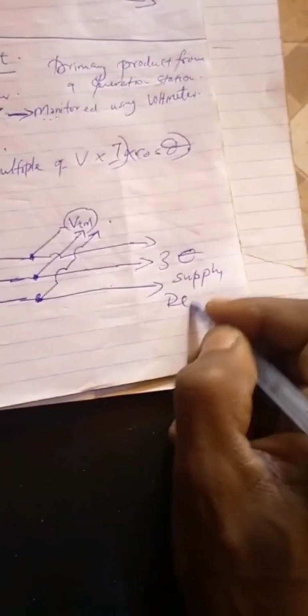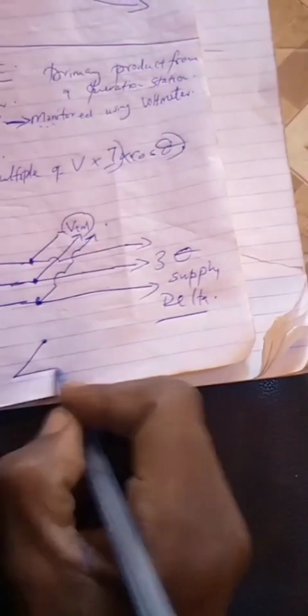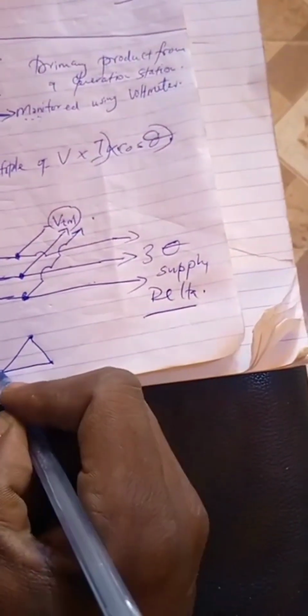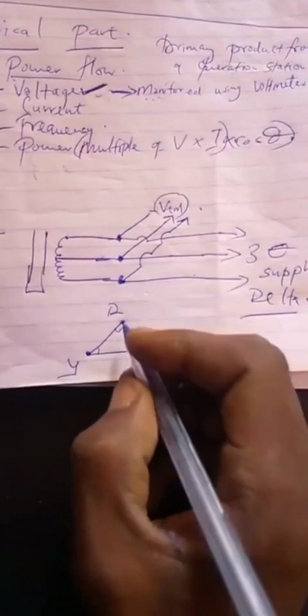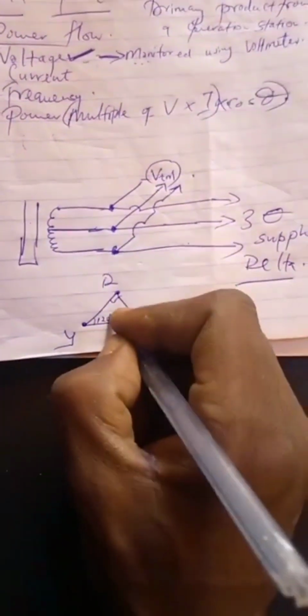Delta means it's a phase-to-phase generation: red, white, blue, at an angle difference of 120 degrees phase difference.